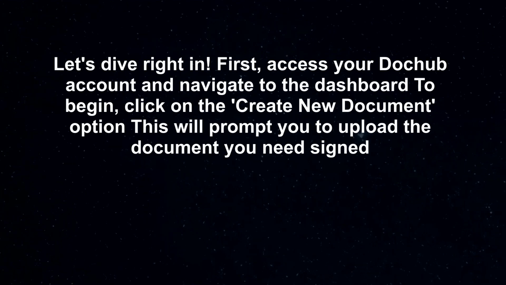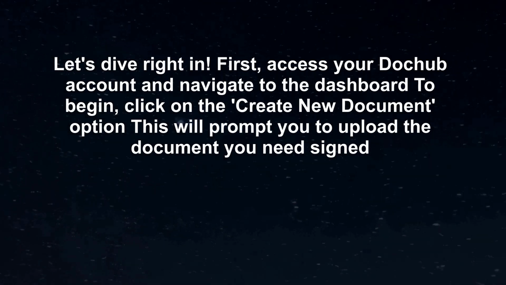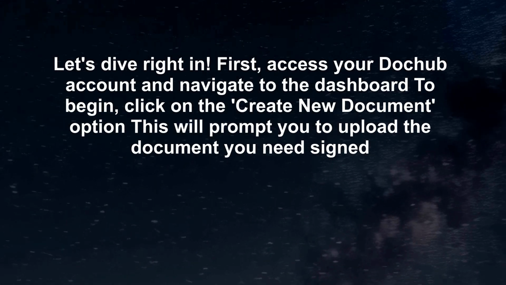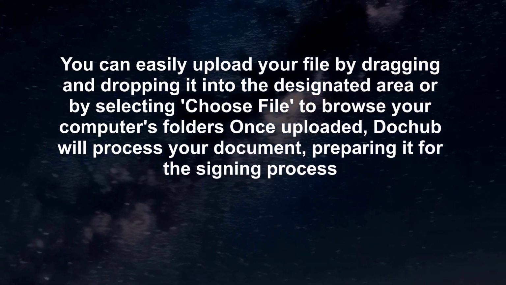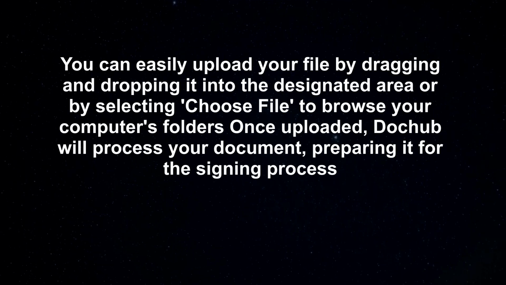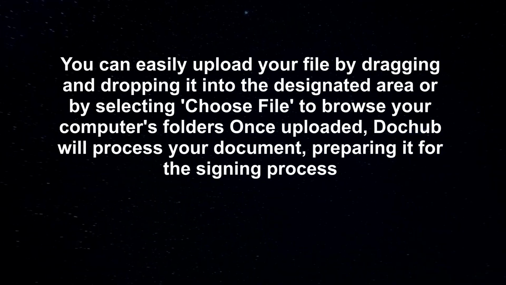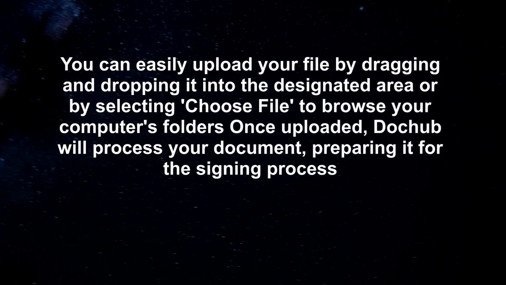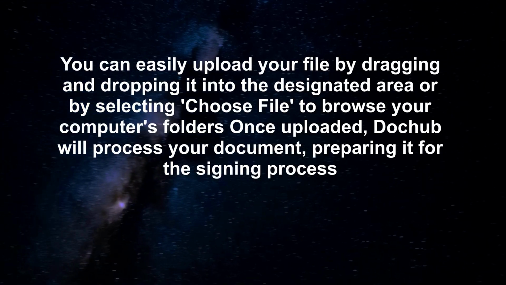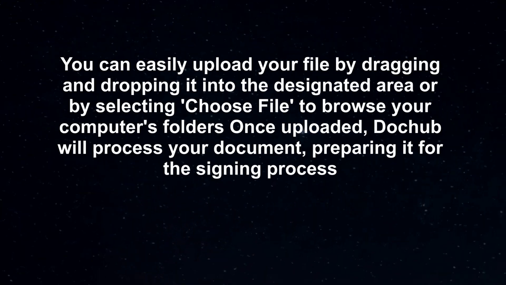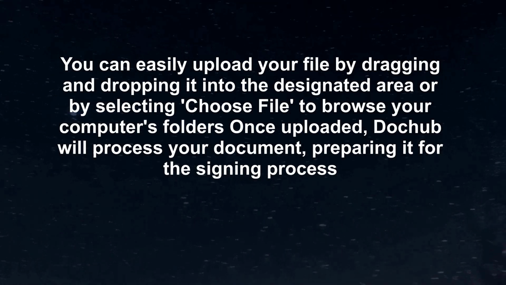Click on the Create New Document option. This will prompt you to upload the document you need signed. You can easily upload your file by dragging and dropping it into the designated area or by selecting Choose File to browse your computer's folders. Once uploaded, Dochub will process your document, preparing it for the signing process.